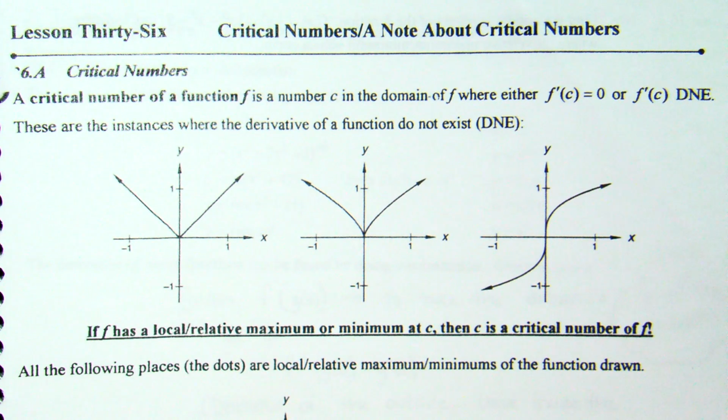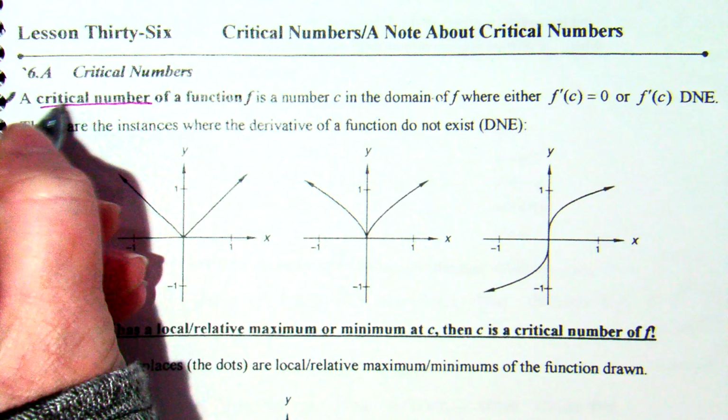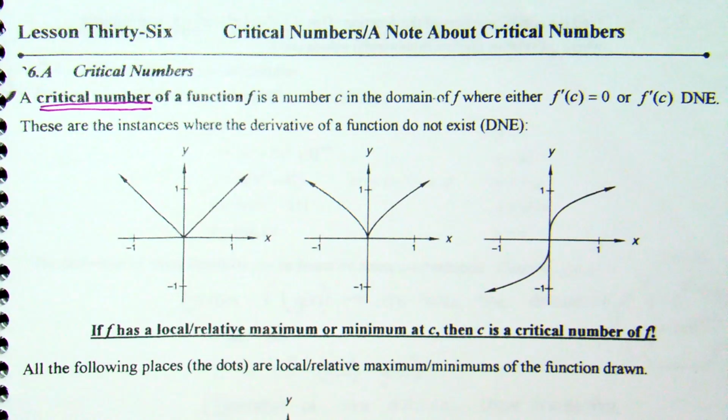So, definition up there. A critical number of a function f is a number, C, in the domain of f, where either the derivative at that point equals 0 or the derivative does not exist. Okay, so critical number. Critical number happens either where the derivative equals 0 or the derivative does not exist. Those are the two instances where you'll have critical numbers.